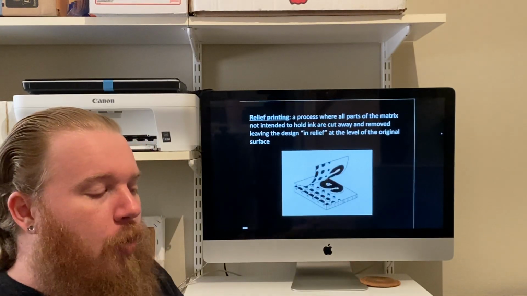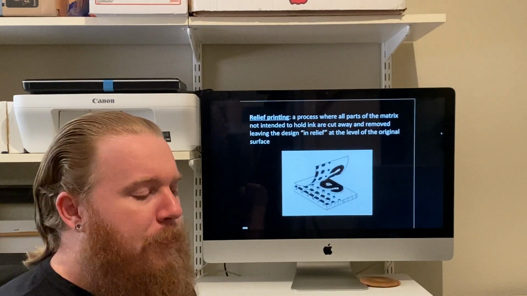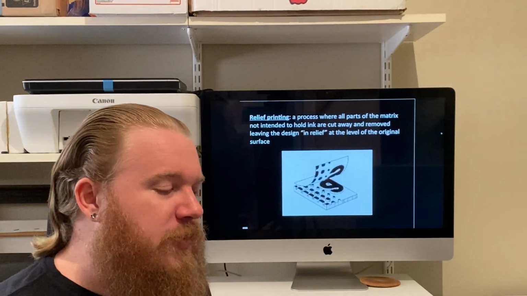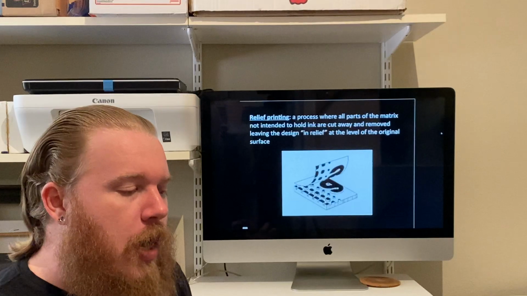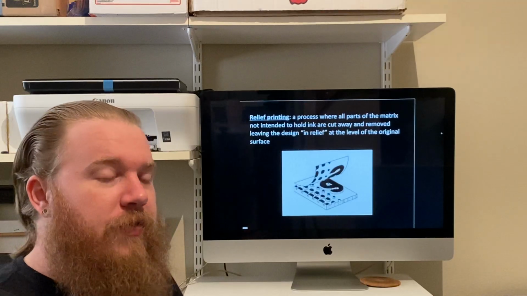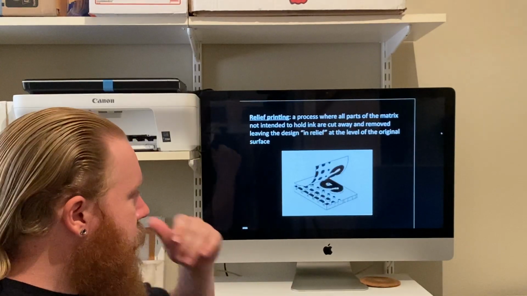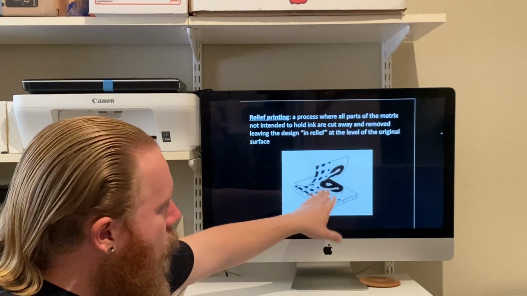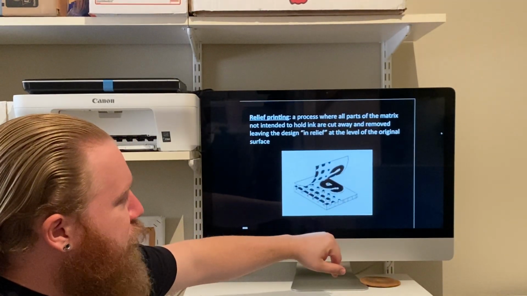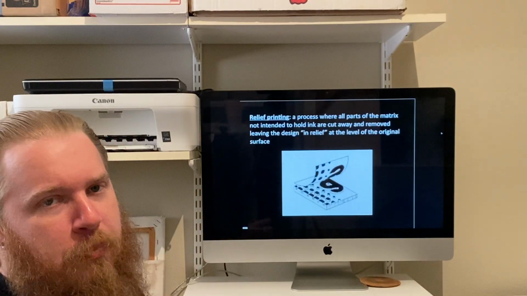So first and foremost, everything that we've seen so far with the Chinese printing and the Johannes Gutenberg printing all refers to what's known as relief printing. And that is a process where all parts of the matrix not intended to hold ink are cut away and removed, leaving the design in relief at the level of the original surface. So this is usually done on wood block, so it's usually referred to as woodcut. But we can see in the diagram, we would draw our material backwards in reverse on our piece of wood or our surface or matrix, and then we would carve away everything that wasn't the drawing. And then we would ink it and pull the print from that.